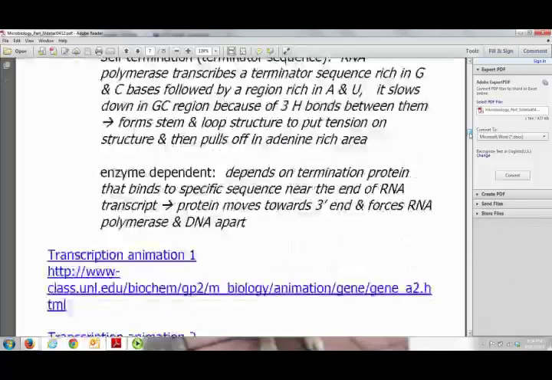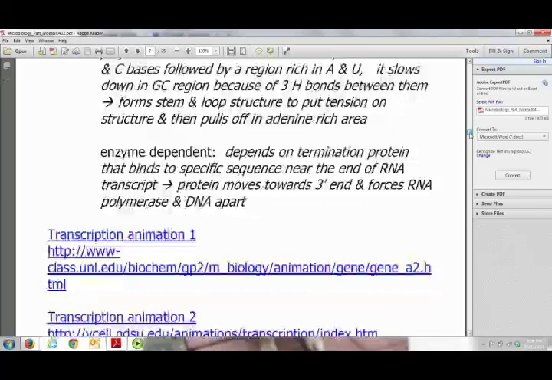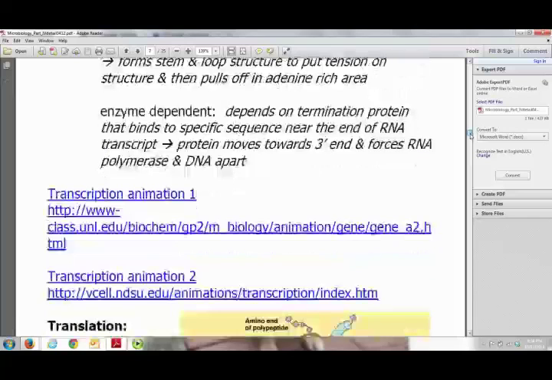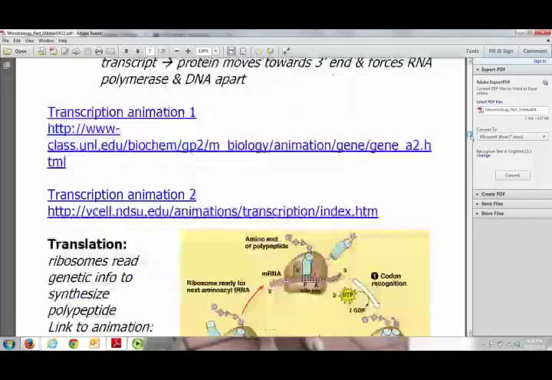With enzyme-dependent termination, it's going to depend on a termination protein that binds to a specific sequence near the end of the RNA transcript, and then the protein will move towards the 3' end and force the RNA polymerase and DNA apart. So there's a couple of animations here, again, that I recommend watching.